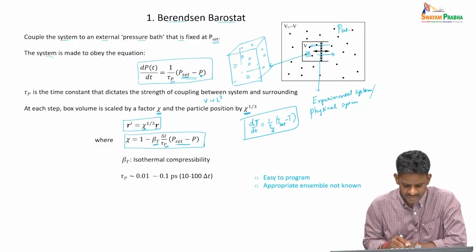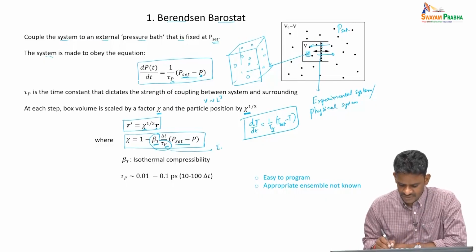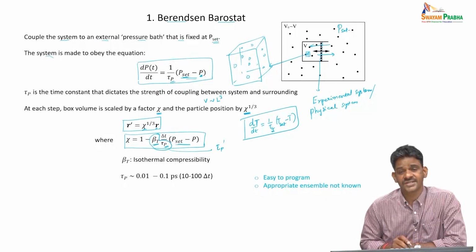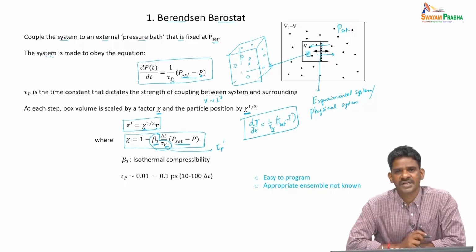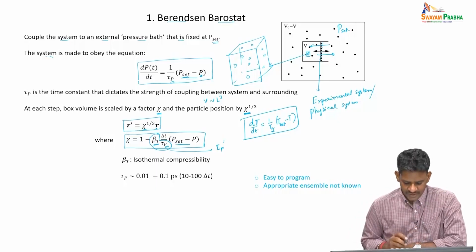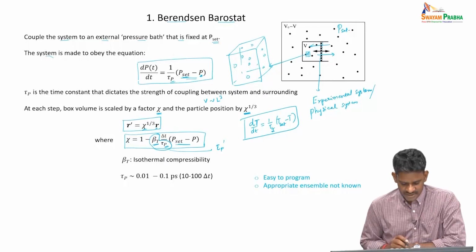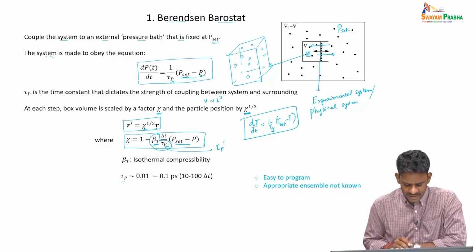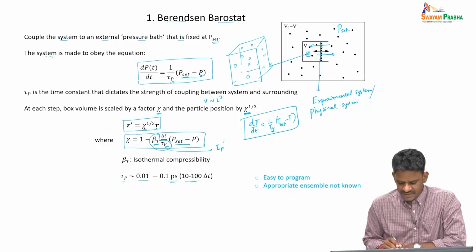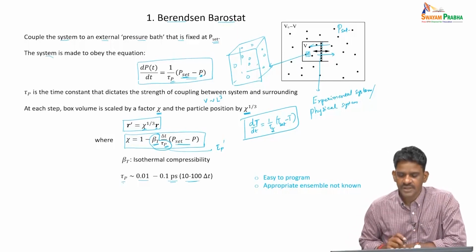Suppose you do not know this parameter, we can group this isothermal compressibility and this time constant tau p together, and then you can define an effective time constant tau p prime. So, it is not necessary to know the isothermal compressibility of the system that we are simulating. If it is known, it is a little better. And simulations with water at constant pressure suggest that the time constant typically goes between 0.01 picoseconds to 0.1 picosecond. So, that roughly translates to some 10 to 100 time steps, with which the pressure will settle to the P set.